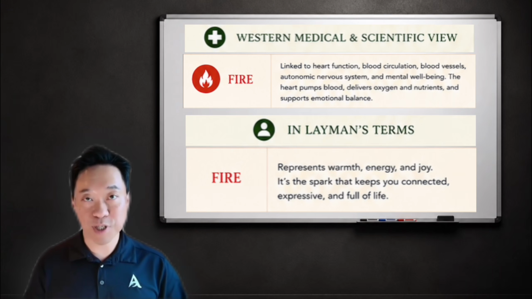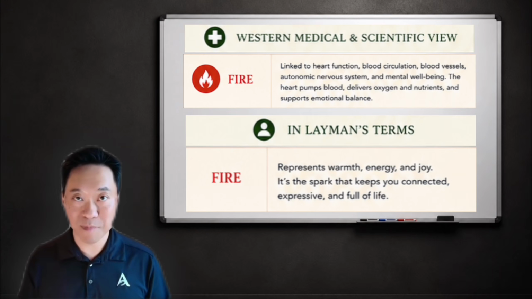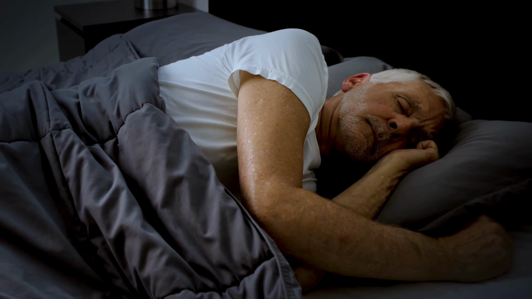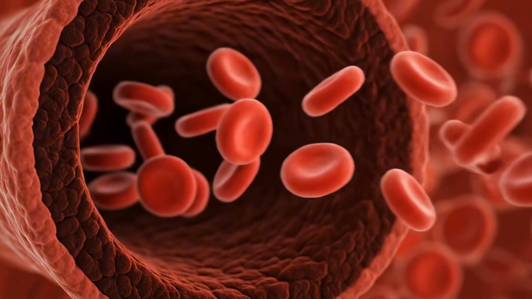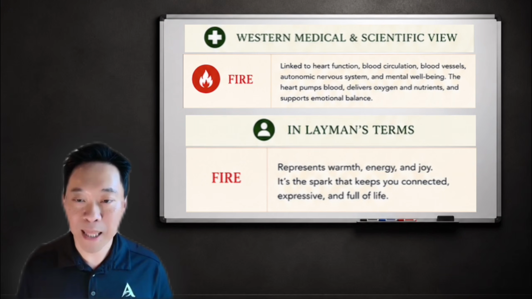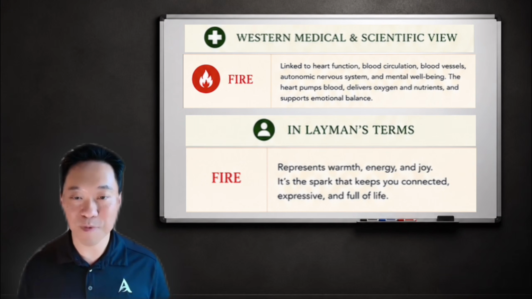The pineal gland is what secretes the melatonin. It helps regulate your sleep. So mental well-being, pumps heart, delivers oxygen, nutrients, and supports emotional balance. So what does that mean to you in your personal life?